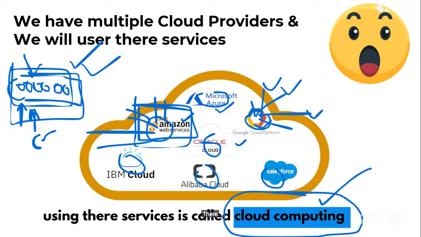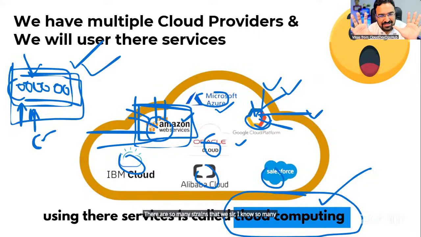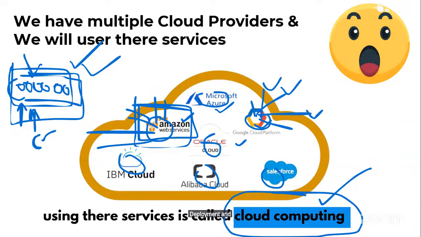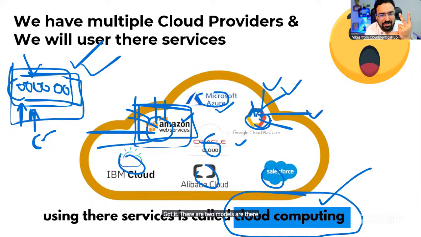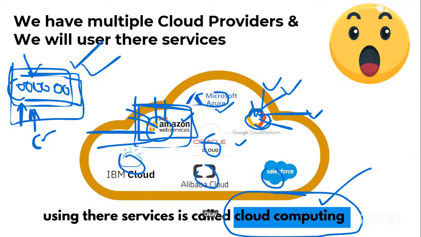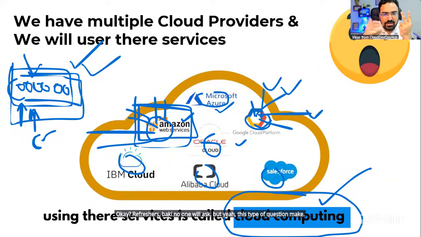There are two types. See, there are so many students who feel, sir, I know so many things. Hybrid, and deployment and service as models. Correct. There are two models, service model or deployment model. Freshers can be asked this; others no one will ask, but yes, this type of question is possible. So be ready, guys.